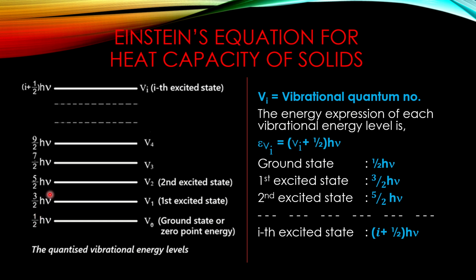Similarly, epsilon 1 is the energy of the first excited state. Following this equation, you put 1 in place of Vi, then you get 3 by 2 h nu. If you place 2 here, you get 5 by 2 h nu for the second excited state. Similarly, for the third one, 7 by 2 h nu, for the fourth one, 9 by 2 h nu, and so on. If Vi is equal to I, then it is the energy of the ith excited state, and this energy is (I plus half) h nu. These are the energy distributions for each vibrational energy level. So the quantized vibrational energy levels have energy from the zero point energy to the ith excited state, starting from half h nu to (I plus half) h nu.